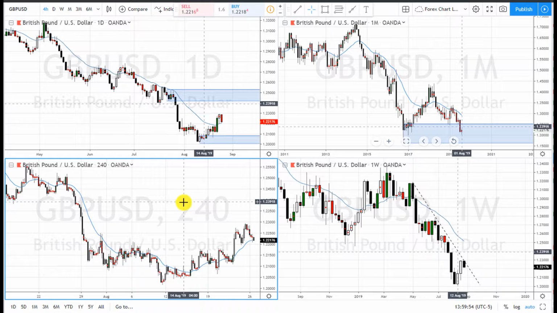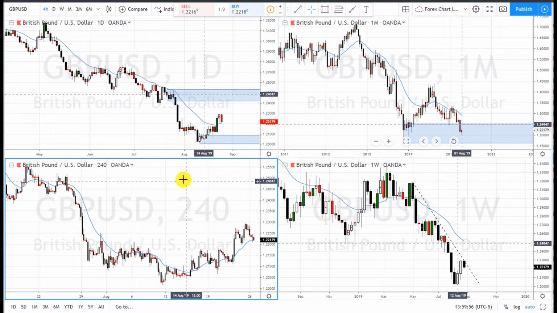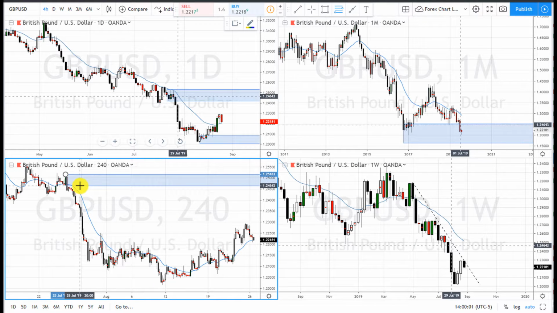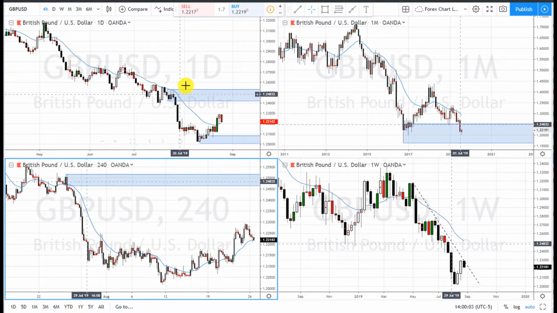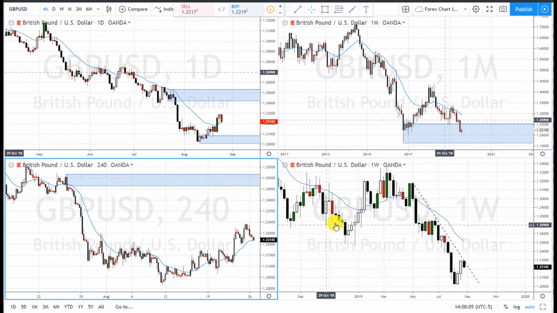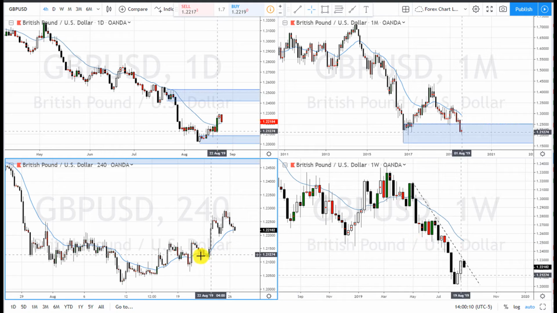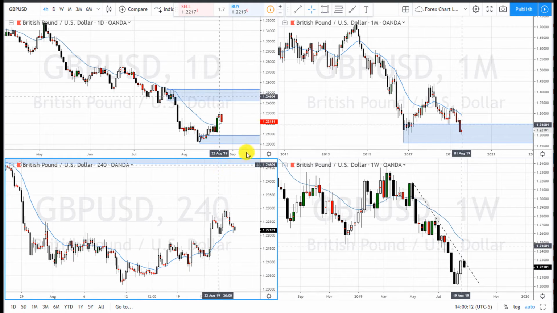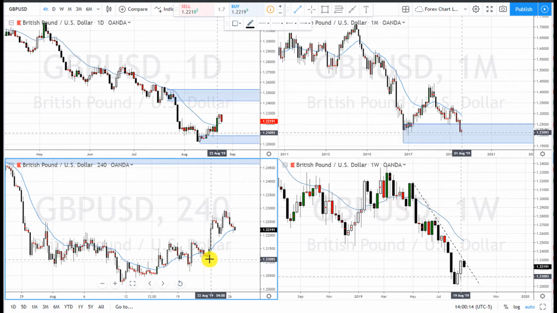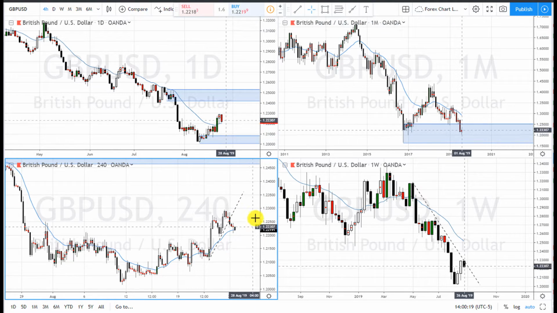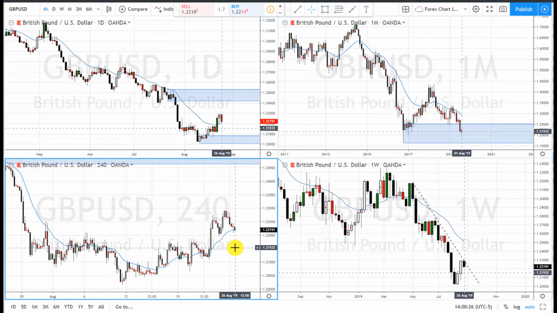On the 4 hour there's supply up here, which is the same as up here. The 4 hour is in an uptrend. Well, it was an uptrend, but now it broke. So now this broke, it could signify that price is making a retracement down to here.